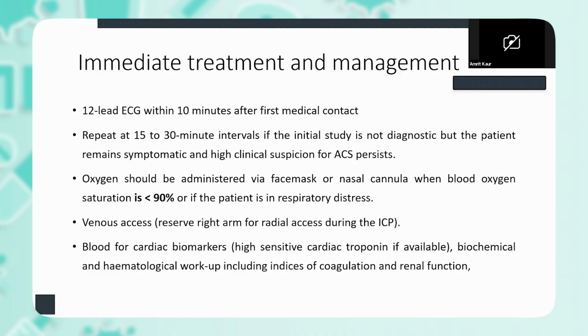Once you have diagnosed the patient, the immediate treatment would be, obviously, we have done an ECG. We repeat it. If your first ECG did not give you a diagnosis, repeat it after 15 to 30 minutes. Start giving oxygen if your patient is hypoxic or in respiratory distress. Put a big cannula in the patient. Try not to use the right arm because they use it for angiography. Use the left arm. And then send your biomarkers at 0 hours. Apart from biomarkers, you also need to send biochemical functions, including renal function, and hematological workup, including coagulation.